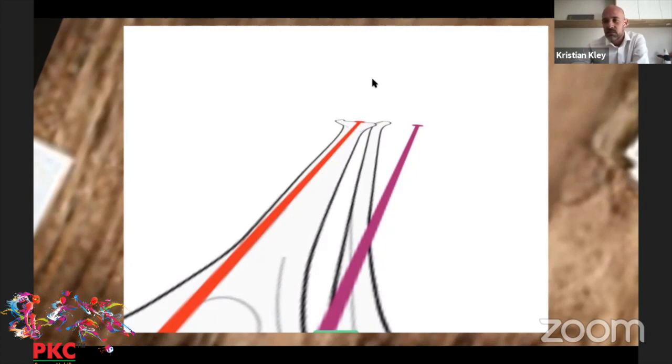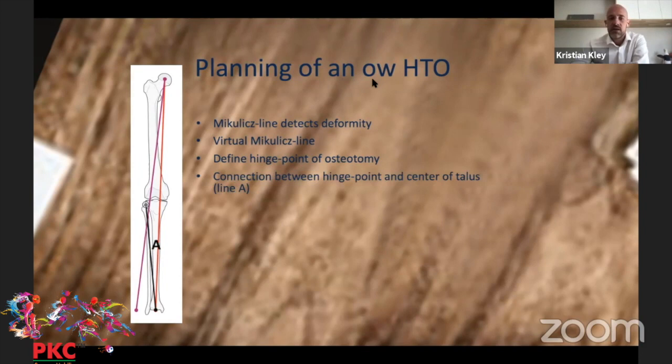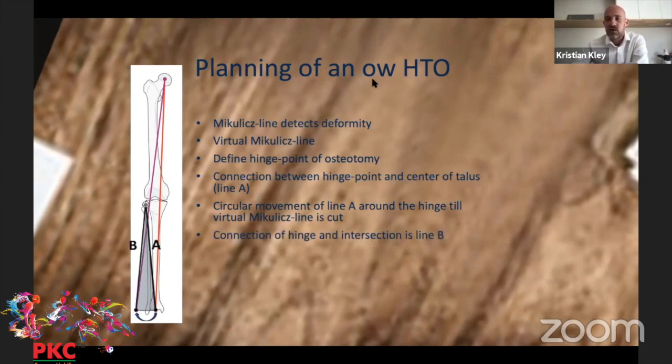So drawing that now into our planning would be the line called A, which is your actual angle of sight when your head is the hinge. And then you turn your head and take a look where you want to be. And this describes a circle. It's a definitive radius, and this radius hits the virtual Mikulicz line. And this point actually then forms from the hinge your line B. So this is nothing else but the change of your head and your sight whilst being the hinge. And this gives you the angle A.